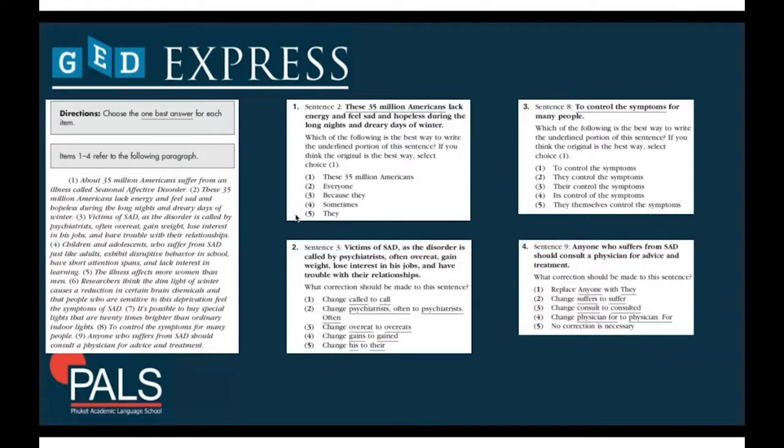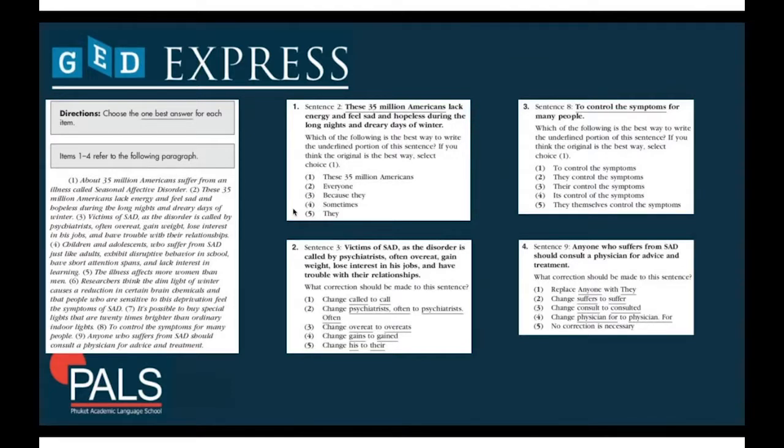About 35 million Americans suffer from an illness called seasonal affective disorder. These 35 million Americans lack energy and feel sad and hopeless during the long nights and dreary days of winter. Victims of SAD, as the disorder is called by psychiatrists, often overeat, gain weight, lose interest in his jobs, and have trouble with their relationships. Children and adolescents who suffer from SAD, just like adults, exhibit disruptive behavior in school, have short attention spans, and lack interest in learning. The illness affects more women than men.